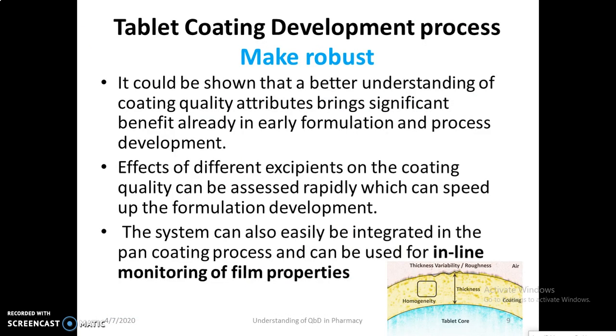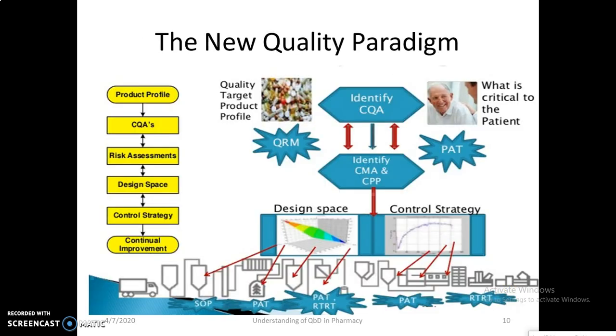Tablet coating development process made robust. It could be shown that better understanding of coating quality attributes brings significant benefit already in early formulation and process development. The effect of different excipients on the coating quality can be assessed rapidly, which can speed up the formulation development. The system can also be easily integrated with the pan coating process and can be used for inline monitoring of the film. You can monitor throughout this film coating process, in order to get proper coating on your tablets.